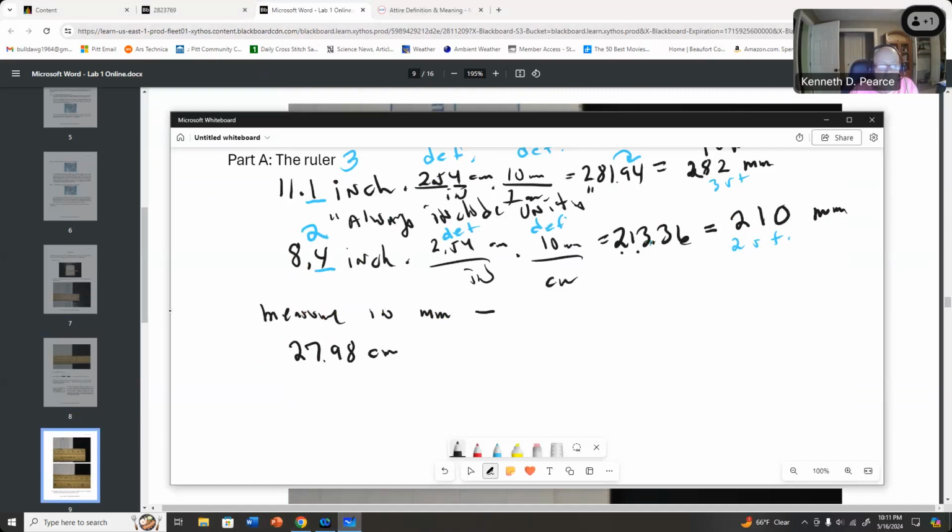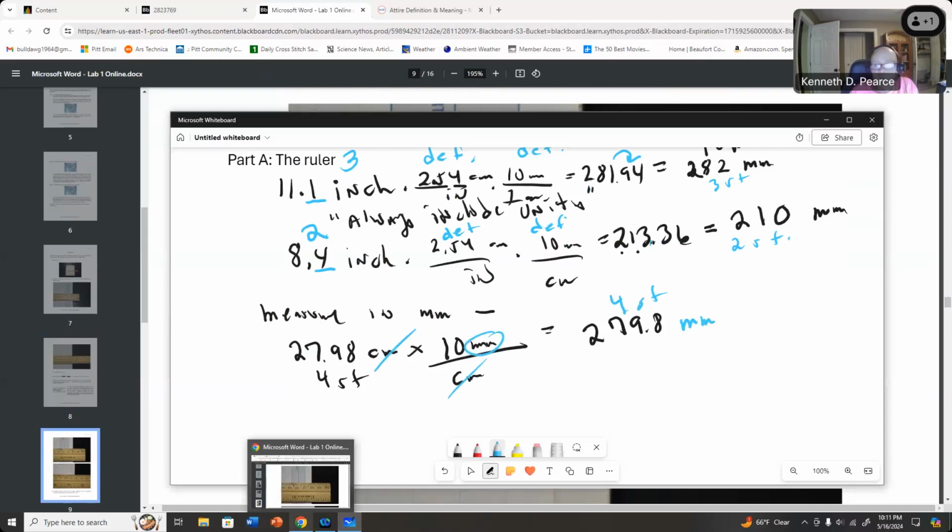Centimeters, and look at that. That's 4 significant figures. That's important. And then we're going to multiply times 10 millimeters per centimeter. Well, I can do the math in my head on that one. 279.8, and we need to round to 4 sig figs. And what do we have here? We already have 4 sig figs. 1, 2, 3, 4. This is 4. Okay. And so we say 279.8 millimeters, because the centimeters canceled, you're left with millimeters.